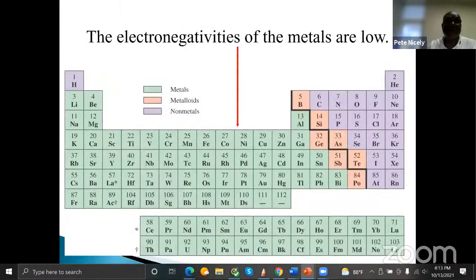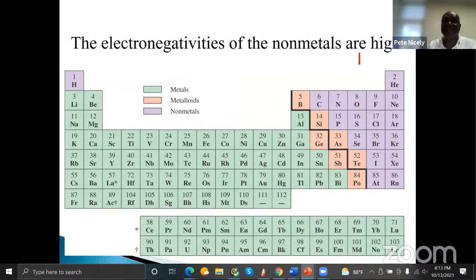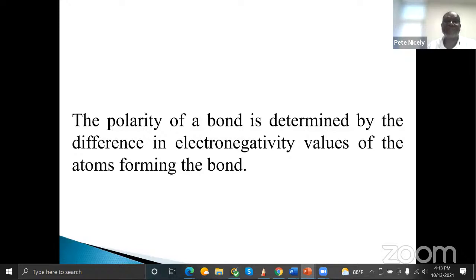All right. Now, I pointed out this before that when it comes to electronegativities, the metals are typically very low in value, while nonmetals tend to have high electronegativity values. All right. Now, how does this relate to polarity? Well, the polarity of a bond is determined pretty much by the difference in the electronegativities of the atoms that are forming the bond, right? So basically, in order for you to tell whether or not a bond is polar or nonpolar, or better yet, ionic, then you'd have to look at the differences in the electronegativities of the atoms that are involved in the bond, all right?